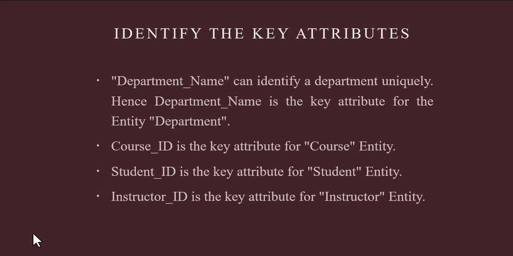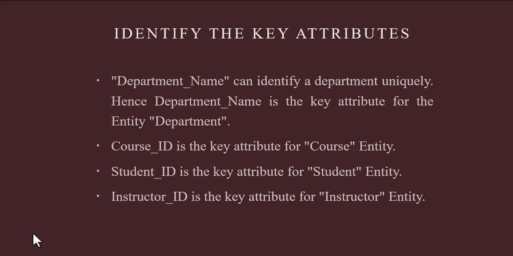Identify the key attributes. So how can we identify the key attributes? For example, department name can identify the department uniquely, because if we look into any department, university department, business department, two departments cannot have the same name. If two departments have the same name, this means it's a single department, so it can identify the department uniquely. Hence department name is the key attribute for the entity type department. Similarly, course ID is the key attribute for the course entity.